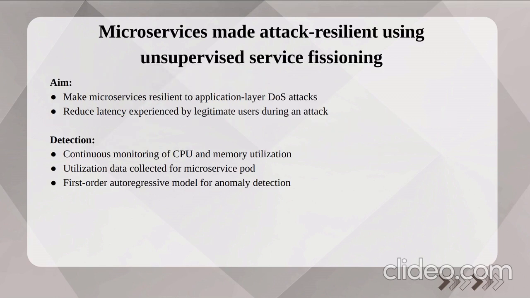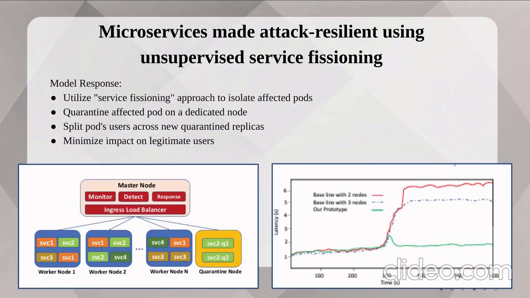So the paper Microservices Made Attack Resilient using Unsupervised Service Fissioning aims to make them resilient to application layer denial of service attacks and reduce latency in case of attacks. It uses CPU utilization and memory utilization data along with a first order autoregressive model for detecting anomalies. Once an anomaly is detected, it utilizes the service fissioning approach, that means quarantine the affected node, reserve a set of replicas, and redirect the requests from this quarantined node to the replicas.